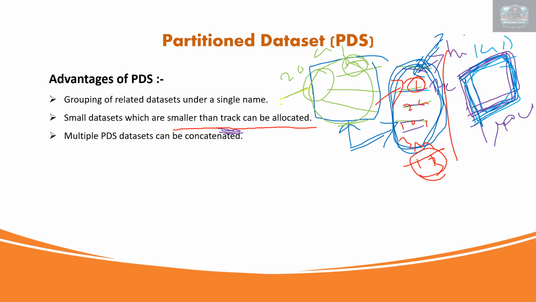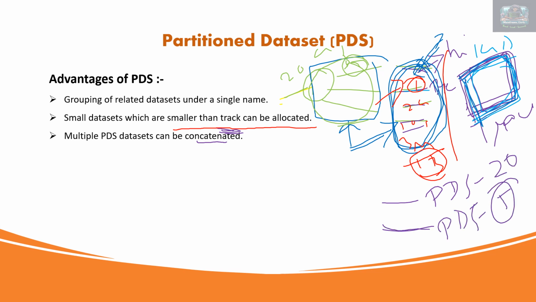The next advantage is multiple PDS can be concatenated. The word concatenated here means, suppose you have two PDS files. One has some 20 members and the other has some 5 members, and you want these two files to be mixed. You have the ability to mix these 5 members into these 20 members. So you can concatenate two PDS files.